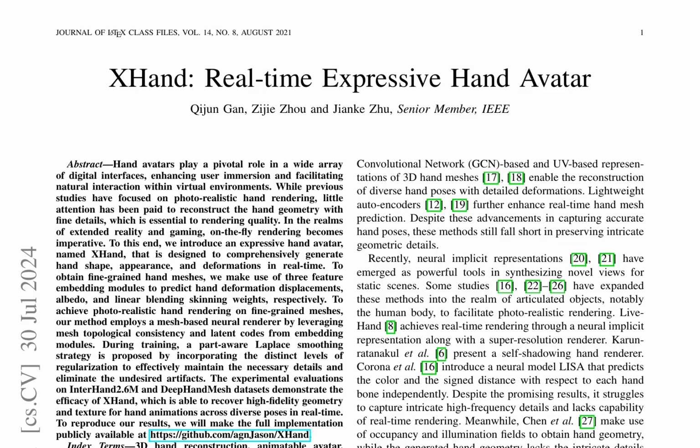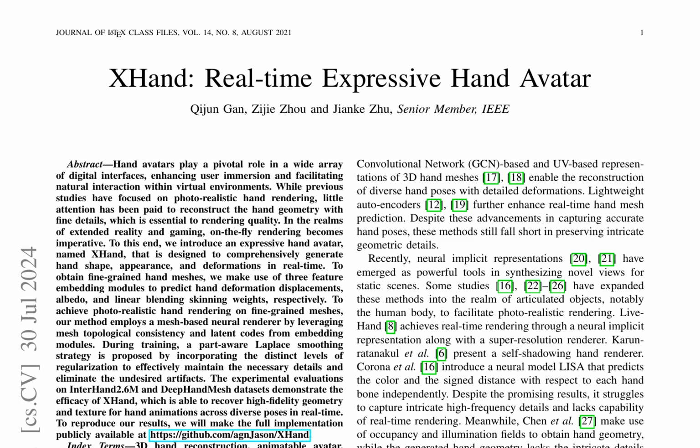Abstract. This paper introduces XHand, a real-time expressive hand avatar designed to generate hand shape, appearance, and deformations in real time. The method utilizes three feature embedding modules to predict hand deformation displacements, albedo, and linear blending skinning weights. A mesh-based neural renderer is employed to achieve photorealistic hand rendering on fine-grained meshes. The proposed part-aware Laplace smoothing strategy effectively maintains the necessary details and eliminates the undesired artifacts.